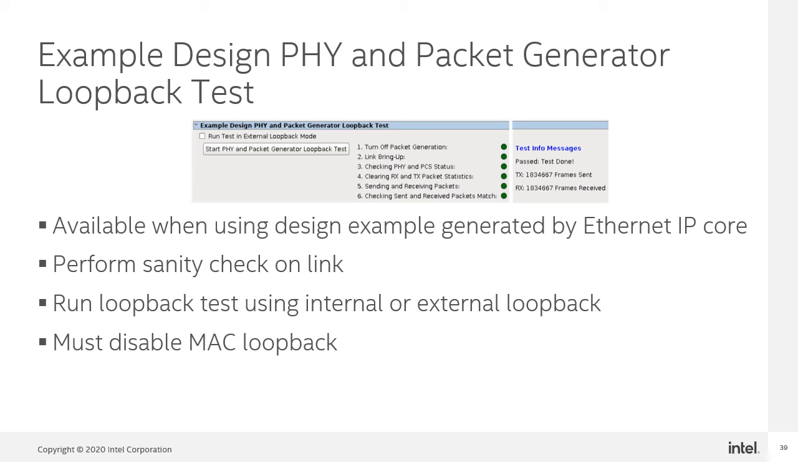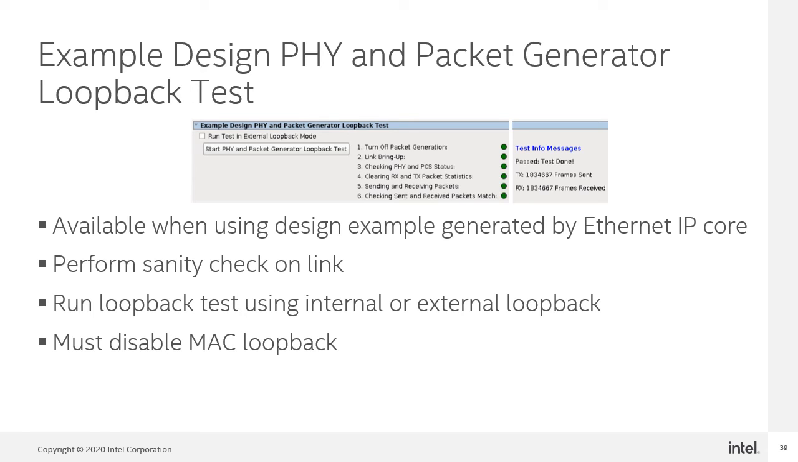With one simple click, the example design will disable packet generation, bring up the link, check to see that the PHY and PCS are running, reset the statistics registers, enable packet generation again, and then check to see that the packets sent and received match. This test works with both internal and external loopback, but note that MAC loopback must be disabled before you can run this test.